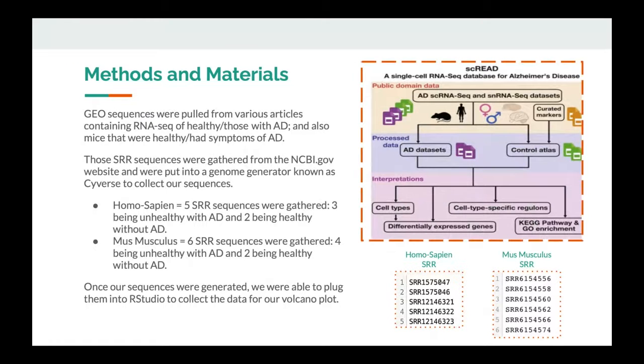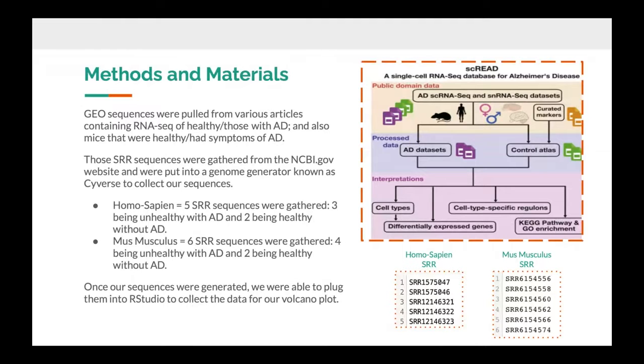Methods and materials: GEO sequences were pulled from various articles containing RNA-seq of healthy people, those with Alzheimer's disease, and also mice that were healthy and some that had symptoms of Alzheimer's disease. Those SRR sequences were gathered from the NCBI database and put into CyVerse to collect our sequences.